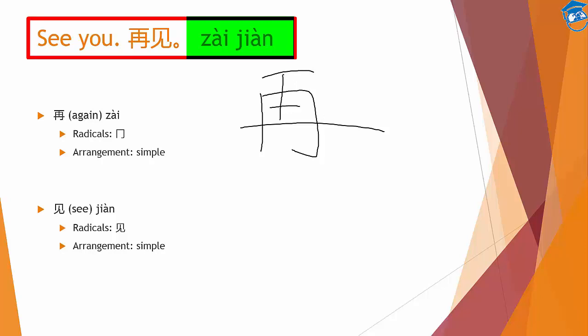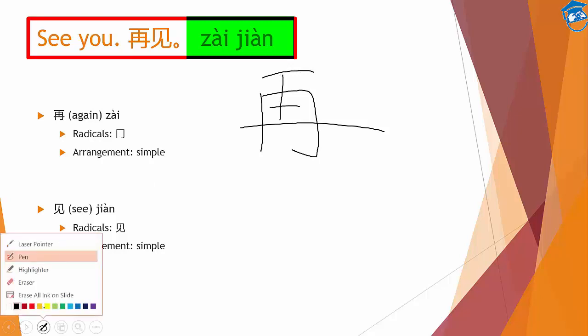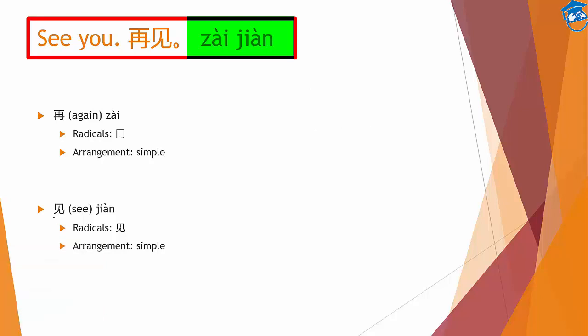And you want to notice this stroke here, it does not exceed this line here. So this is 再, again. Okay. 见 is see. So together with 再见 is see you again. So the radical is this one, the whole word itself. The arrangement is simple. Okay, so this is how I write it.